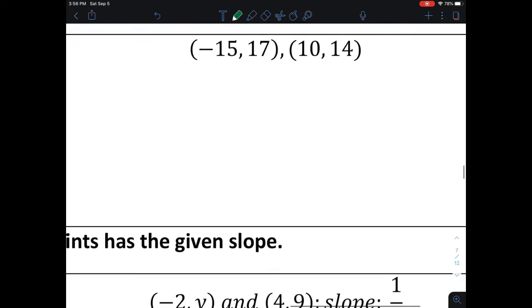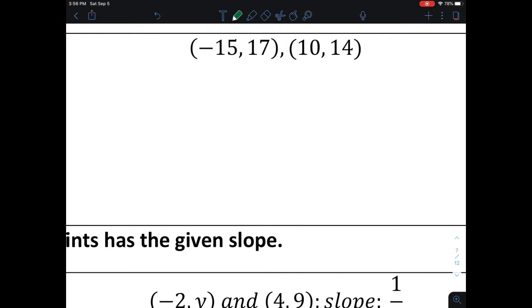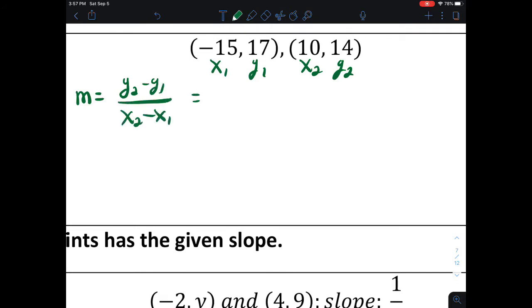Let's look at another example. Same mission here. Find the slope of the line that passes through the 2 points. Label them as x1, y1, x2, y2. Our slope formula for the slope of a line between 2 points is y2 minus y1 over x2 minus x1. And then we put their values in.